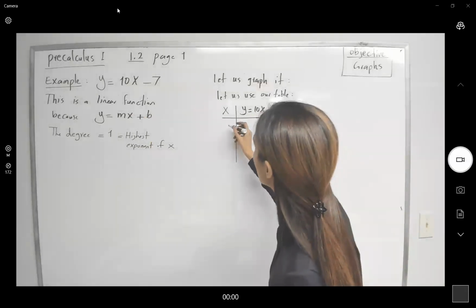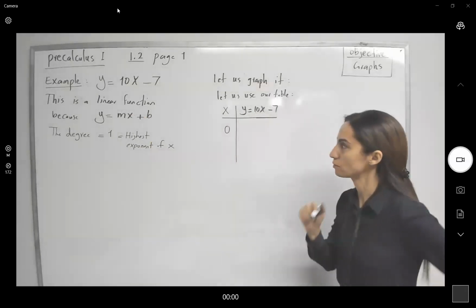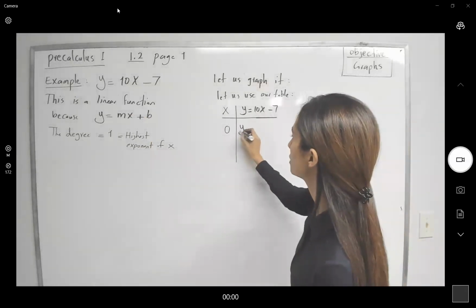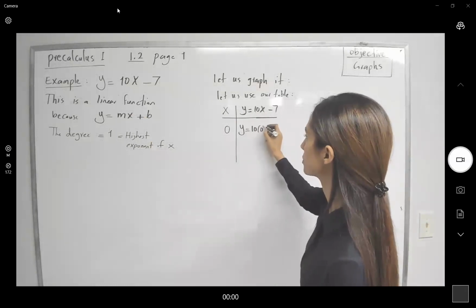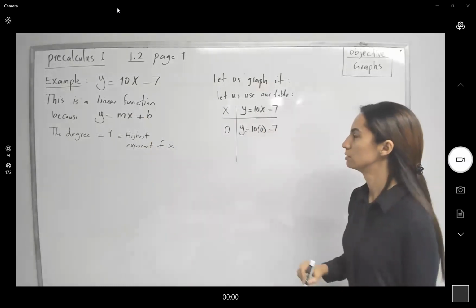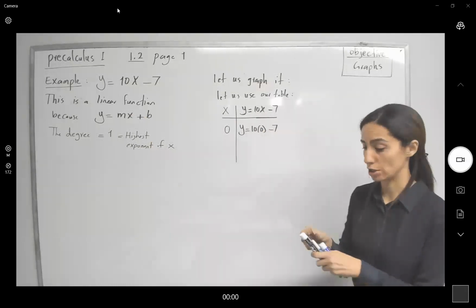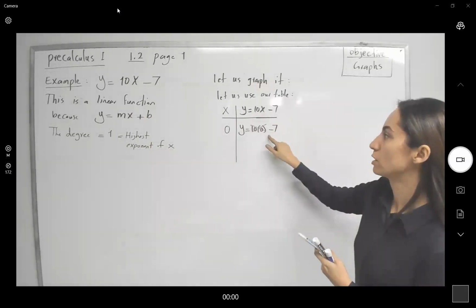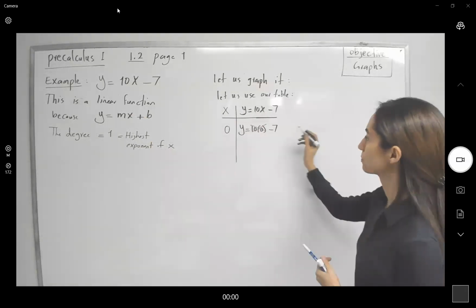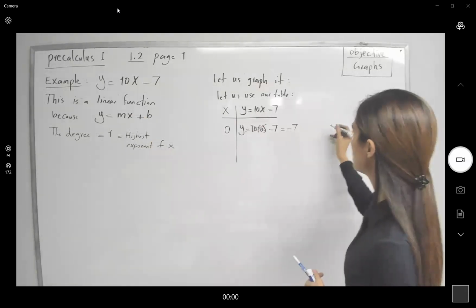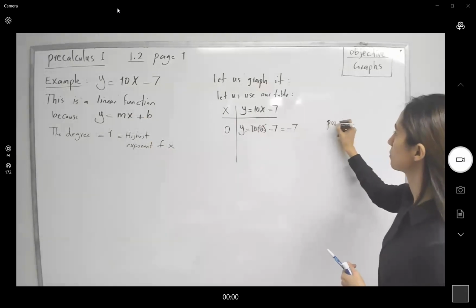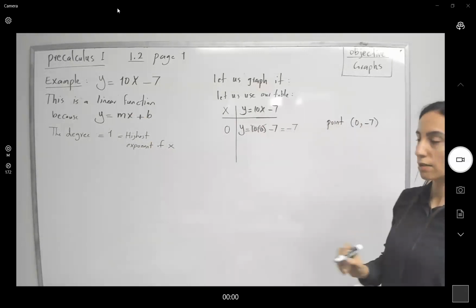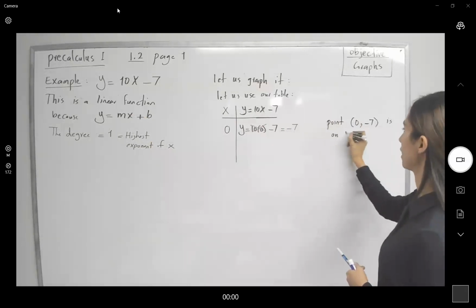Okay, suppose x is equal to 0. When x is equal to 0, my y is equal to 10 times 0 minus 7. So 10 times 0 is just 0. 0 times any number is 0. What's left? Negative 7 is left. So what's the meaning of that? It means that the point with first coordinate 0, second coordinate negative 7 is on the graph.